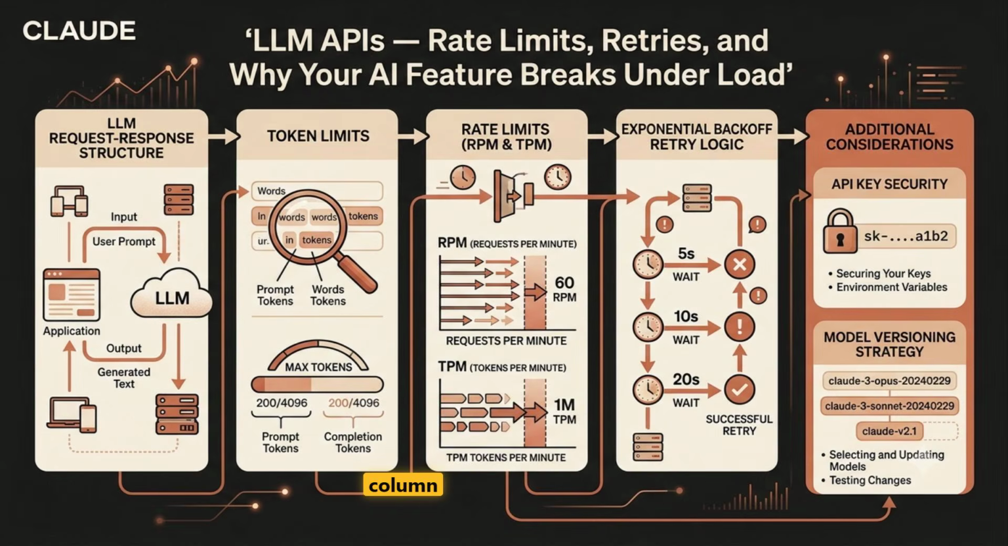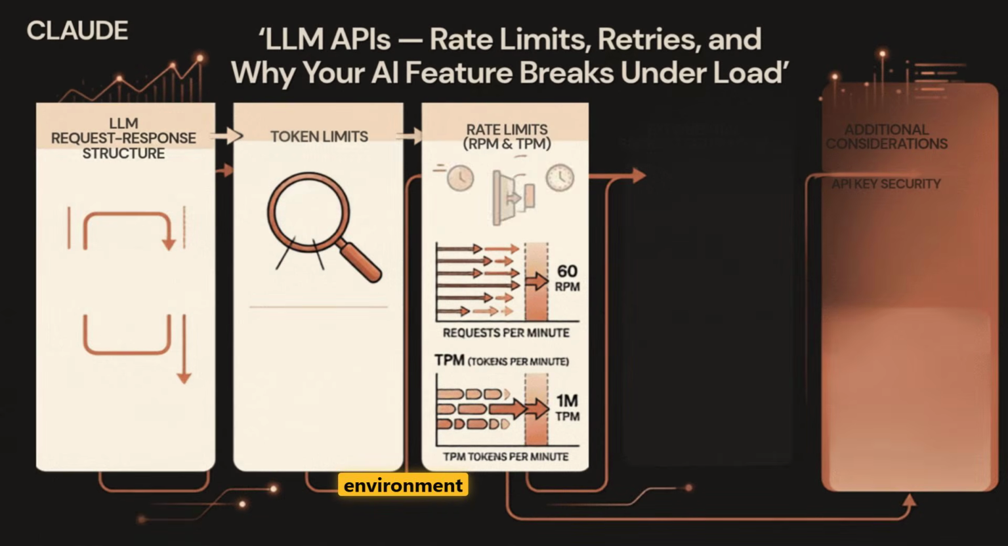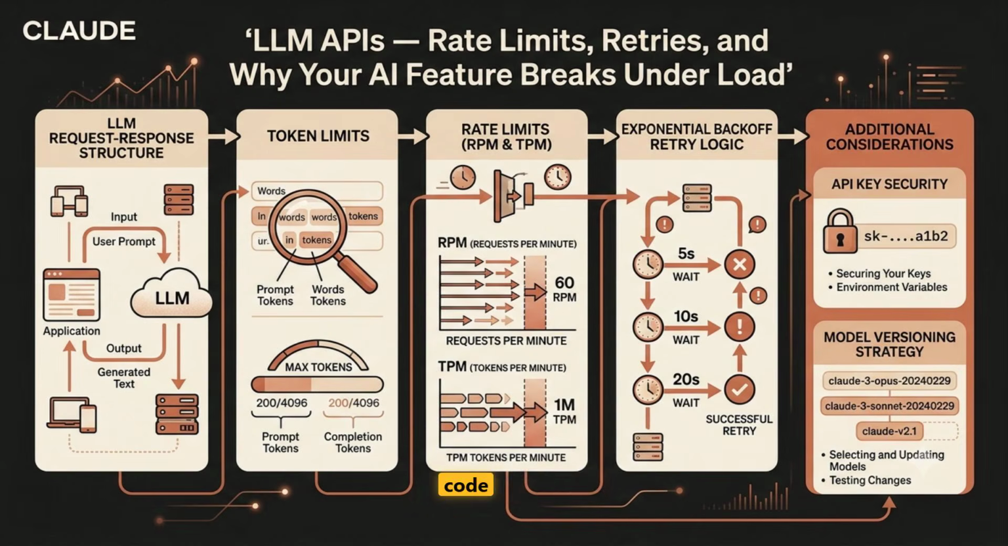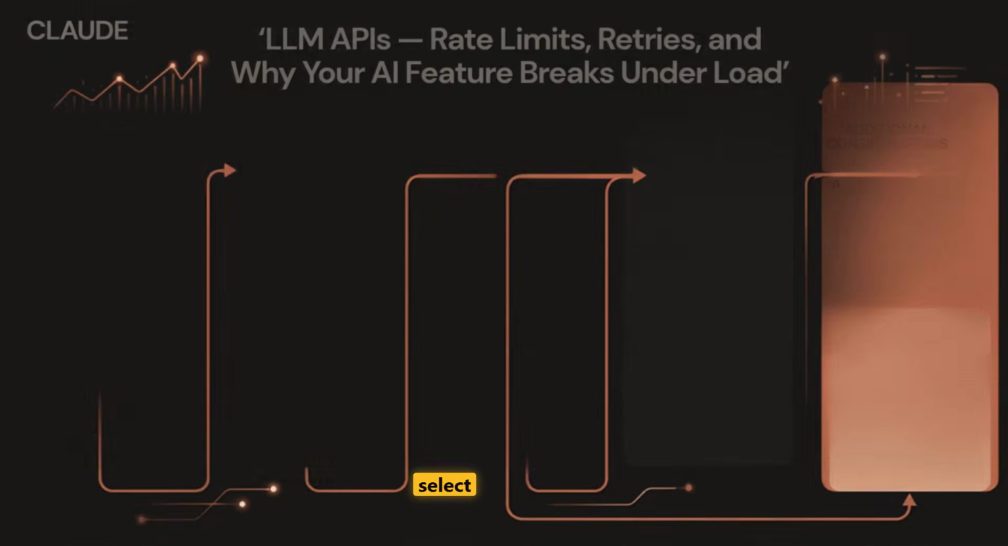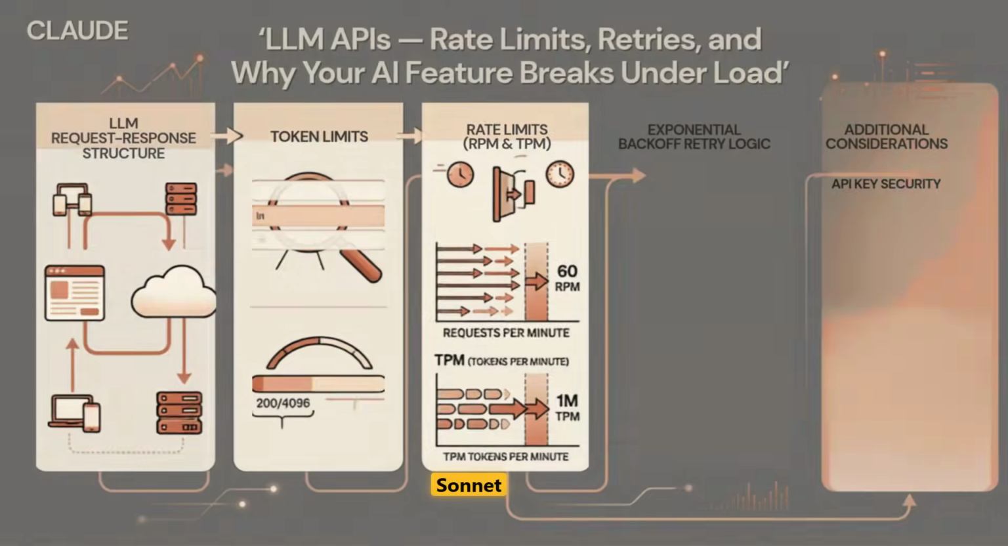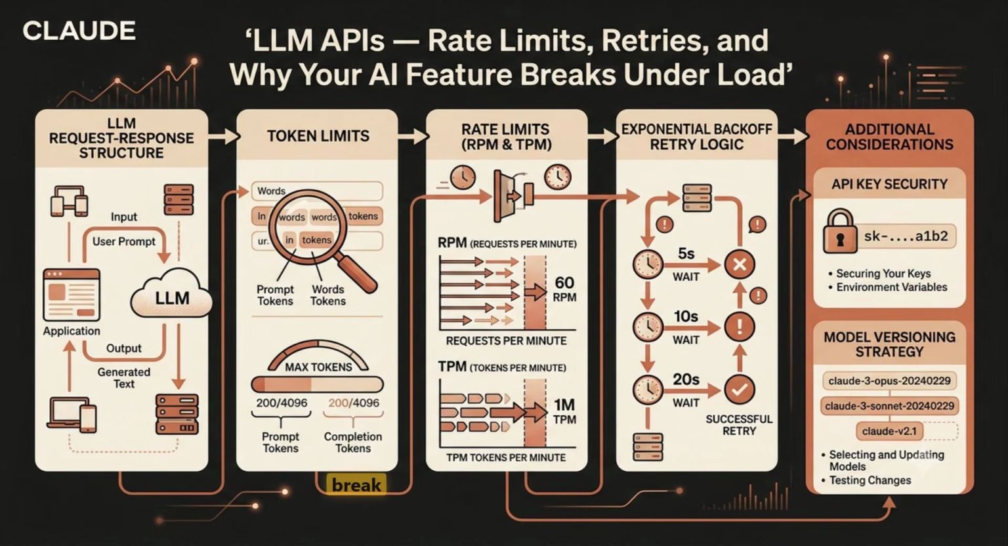Finally, the rightmost column highlights critical additional considerations for production readiness. Secure your API key using environment variables and never hard-code it into your front-end code. Implement a robust model versioning strategy shown here, so you can test changes and select the exact version, like this specific Claude 3 Sonnet checkpoint, without risking a break to your live features.